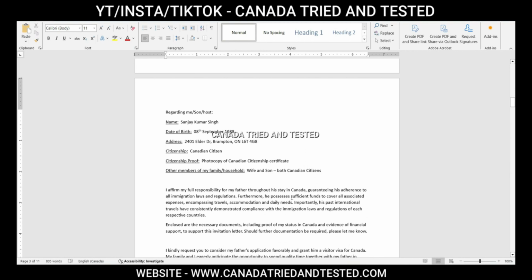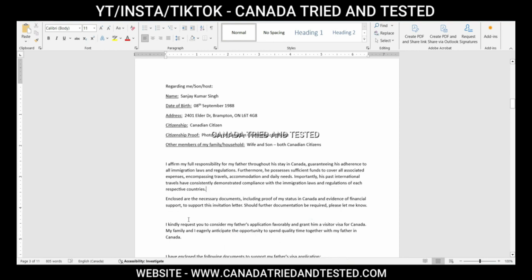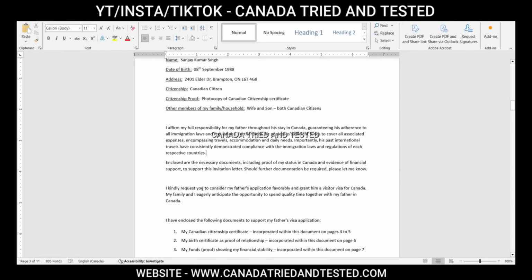Furthermore, he possesses sufficient funds to cover all associated travel, and has consistently demonstrated compliance with immigration laws and regulations of each respective country. Enclosed are the necessary documents, including proof of my status in Canada and evidence of financial support to support the invitation letter. Should further documentation be required, please let me know. I kindly request you to consider my father's application favorably and grant him a visitor visa for Canada. My family and I eagerly anticipate the opportunity to spend quality time together with my father in Canada.